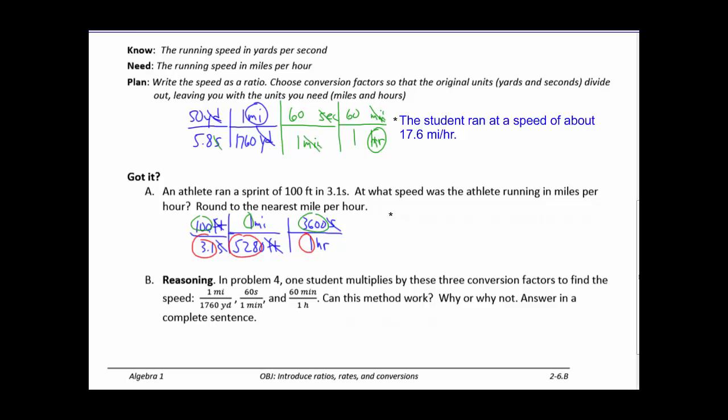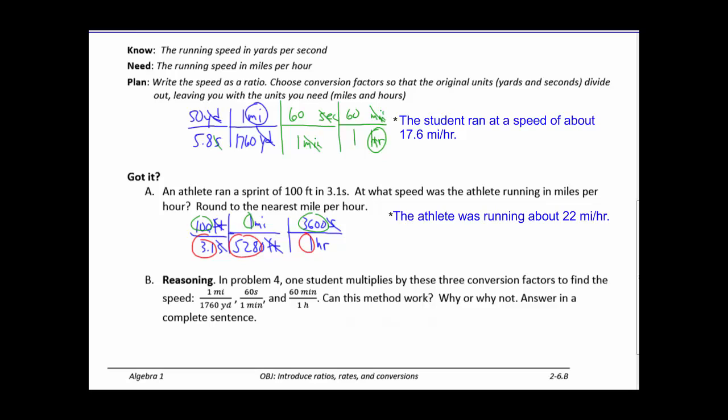And then our second conversion is, based on the problem above, there's 3,600 seconds in 1 hour. So we're going to multiply 100 times 1 times 3,600, and then divide that by 3.1 times 5,280. And that gives us the athlete was running about 22 miles per hour.